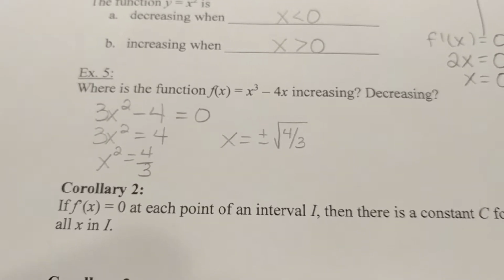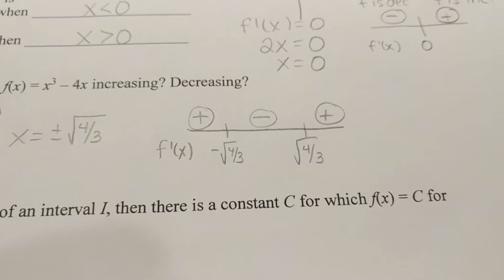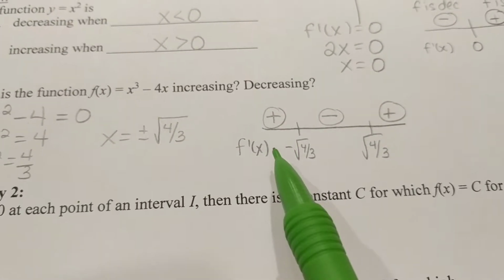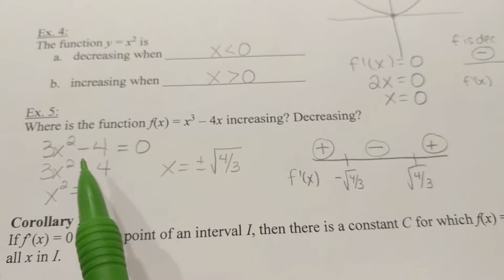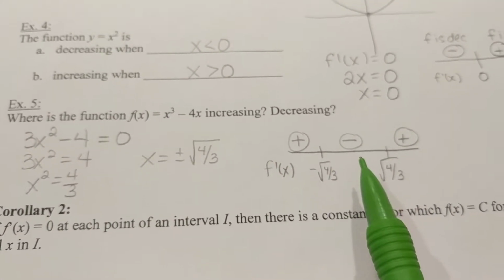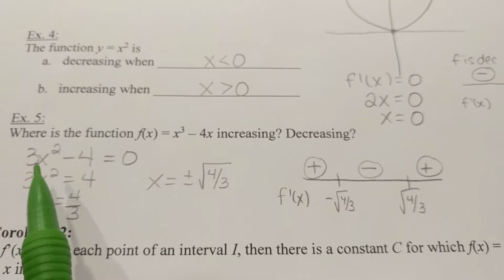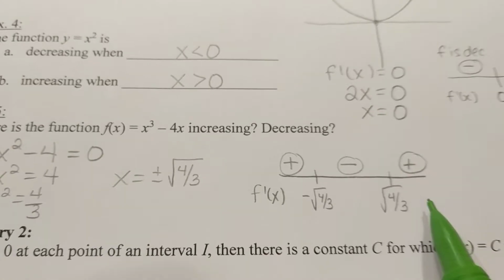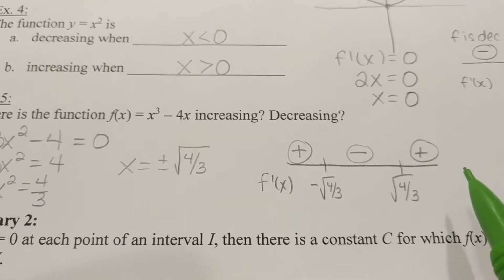Now use the sign chart to help you find out, where is the function increasing and decreasing. So when I use those values, I plug in a number to the left of negative square root of 4/3, like -10, and that gives me a positive number. If I plug in a number in between, like 0, I get a negative number. And a number bigger than square root of 4/3, I get a positive number.